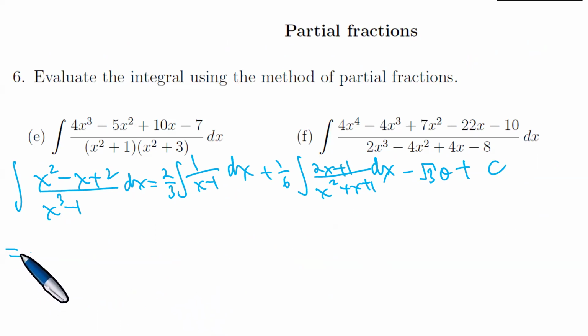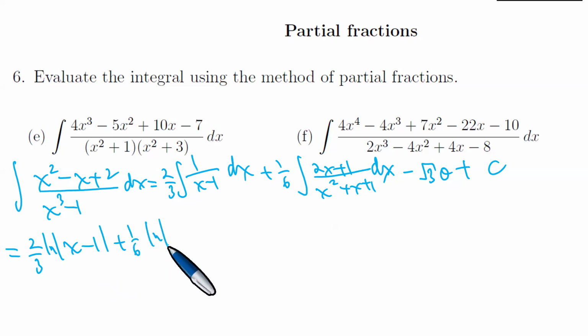And this is two-thirds the ln of x minus 1, one-sixth of the ln, because the derivative of this is the same as the numerator, it's the ln of the denominator. Minus square root of 3 theta.